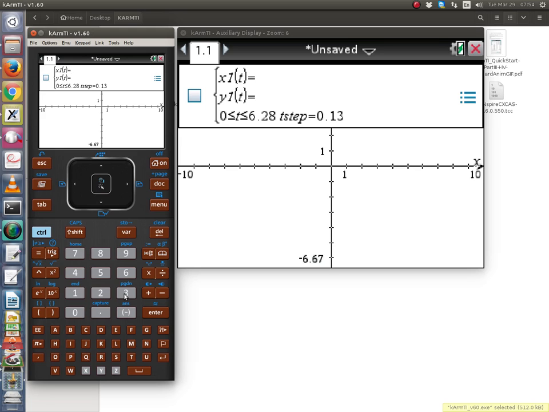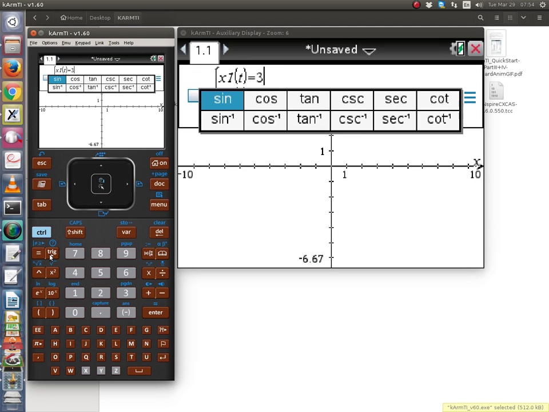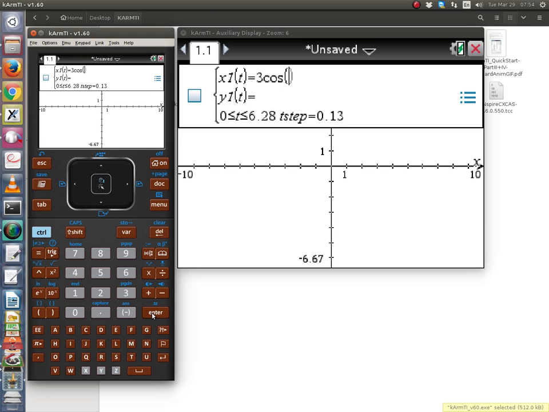X is a function of t, y is a function of t, and they don't have to have anything to do with each other, right? Like y of t could be sine of t, and x of t could be e to the t, and you get some wacky, crazy path, whatever, right? But what if I gave you this? 3 cosine of t.